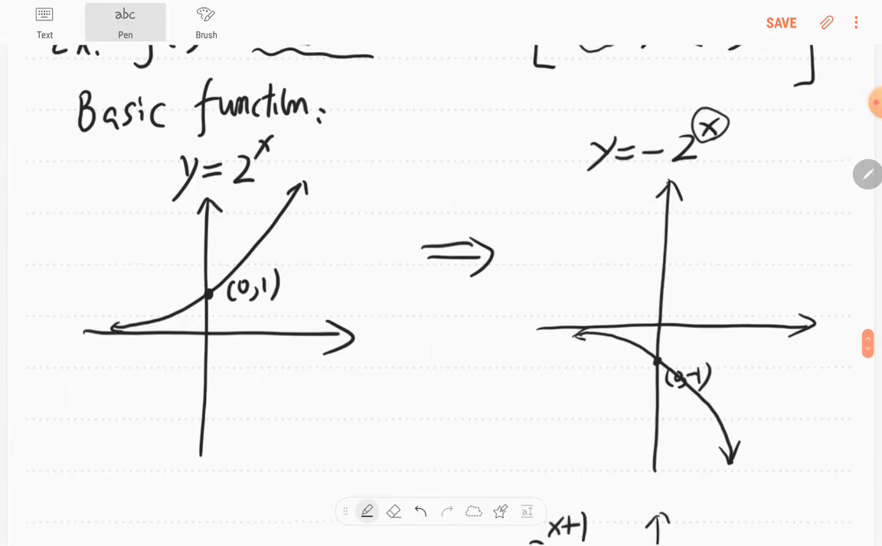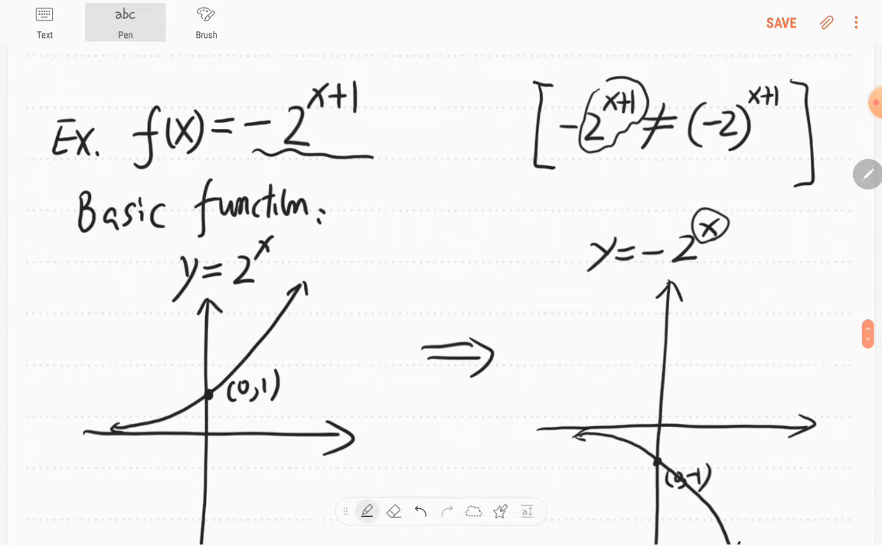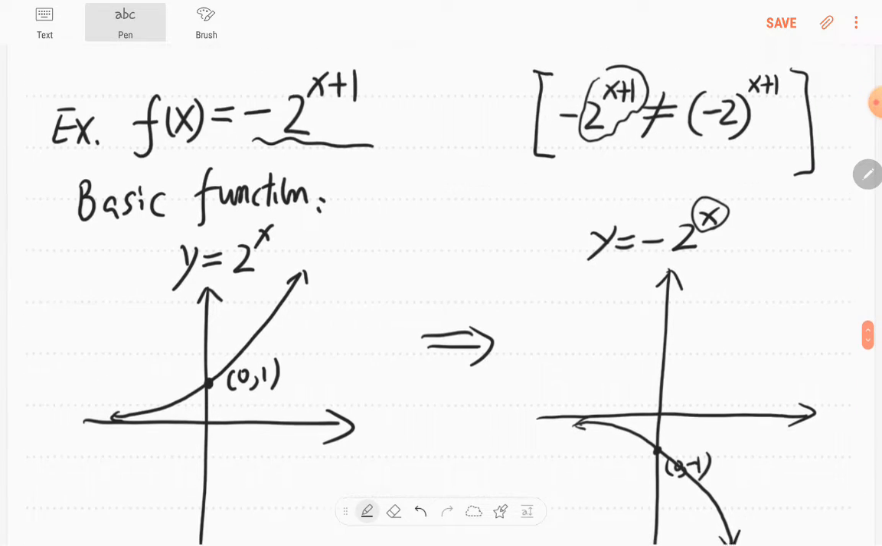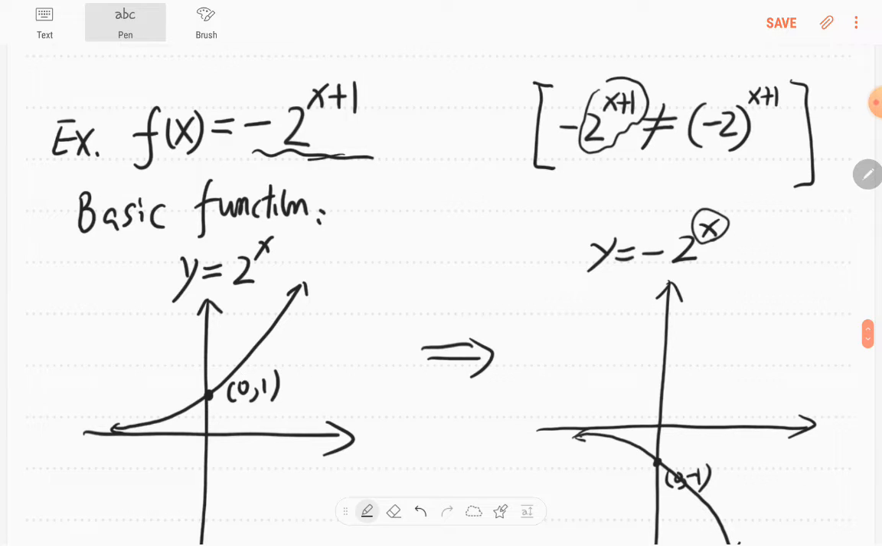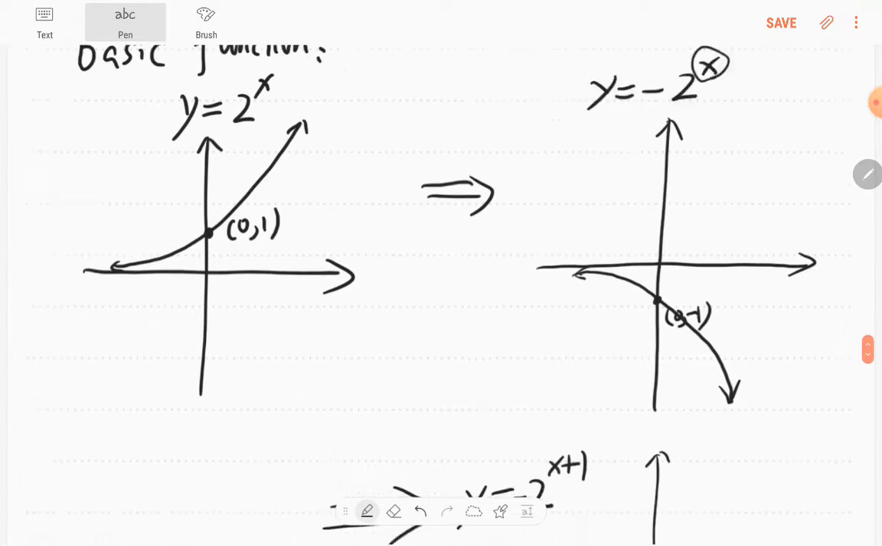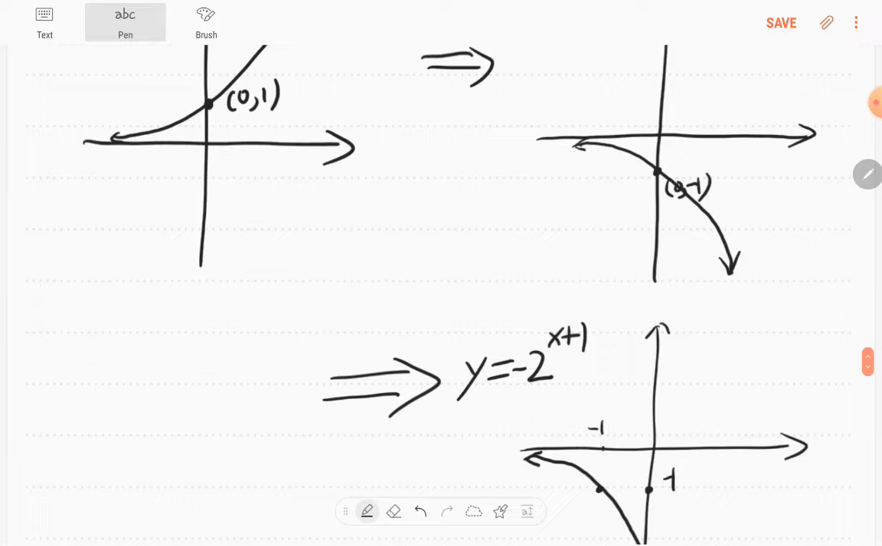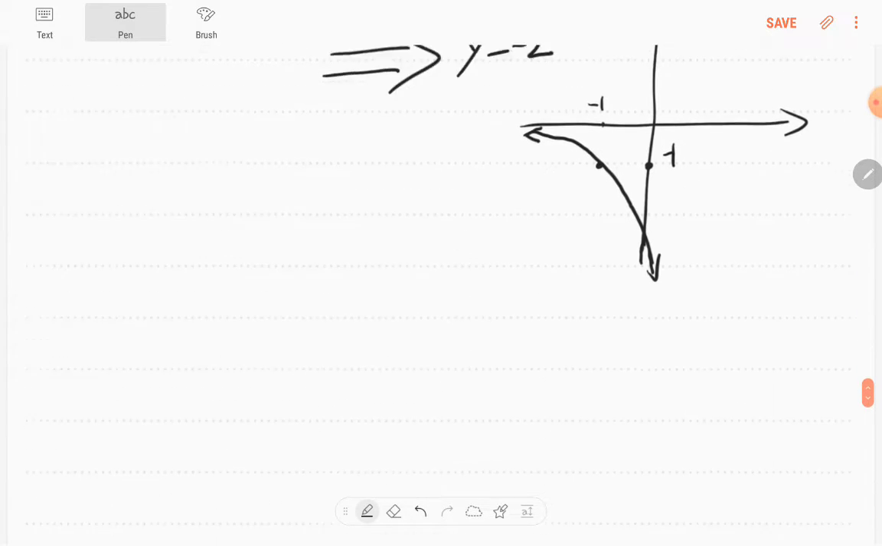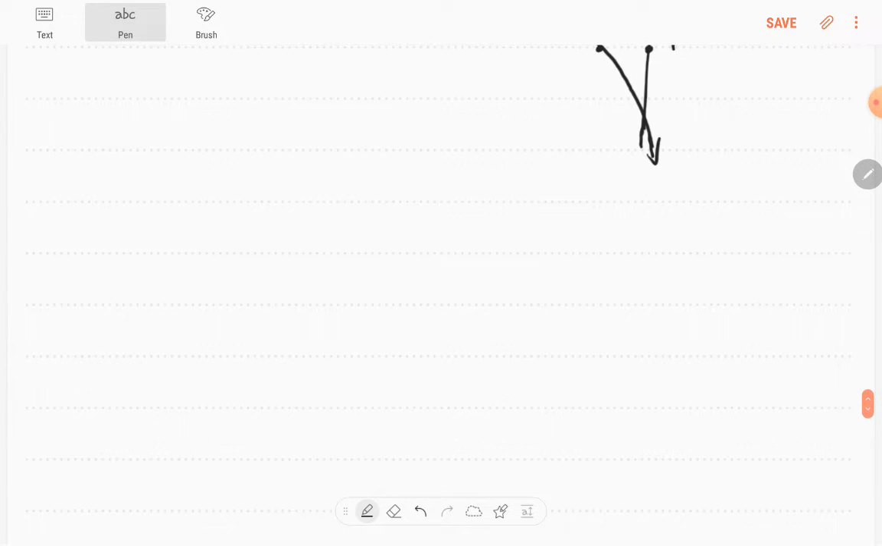So this is the typical way to do it. We find the parent function, which is the function we already know. Then we convert it to the final function step by step. We multiply by -1, so we flip. Then we add 1 on x, so we move to the left. Now let's look at some properties.